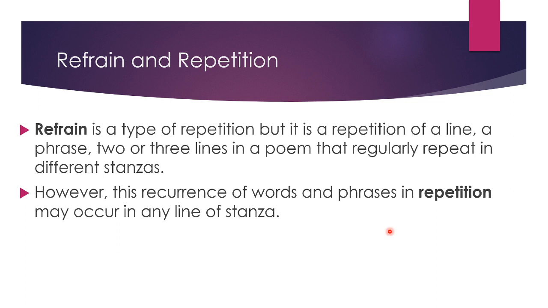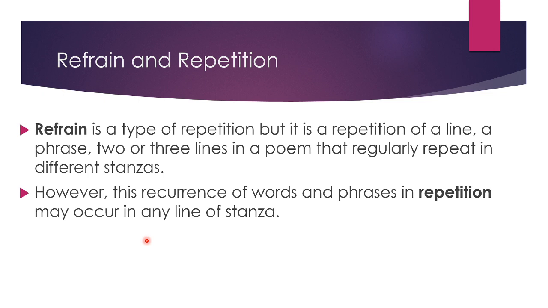Now, refrain and repetition. Again, these are confusing because you always confuse refrain and repetition. So, here I'll tell you what is the difference. We have refrain in the poem and we have repetition in this poem. Now, refrain is a type of repetition, but it is a repetition of a line, a phrase, or two or three lines in the poem that regularly repeat in different stanzas. However, the recurrence of words or phrases in repetition may occur in any line of the stanza without a pattern. It can be within the line itself, or it can be in any line of the stanza.